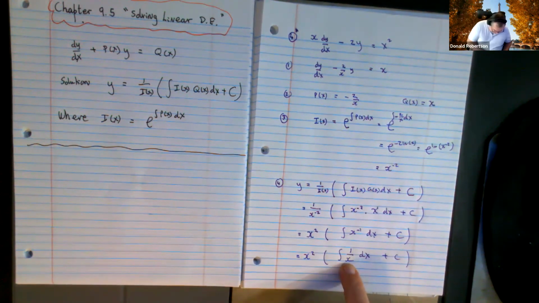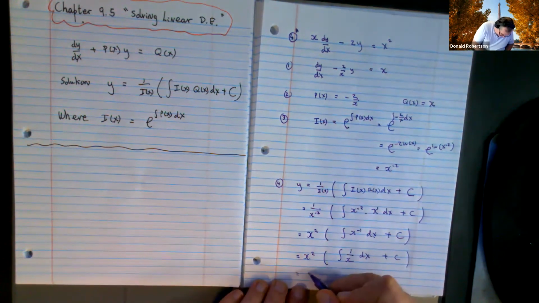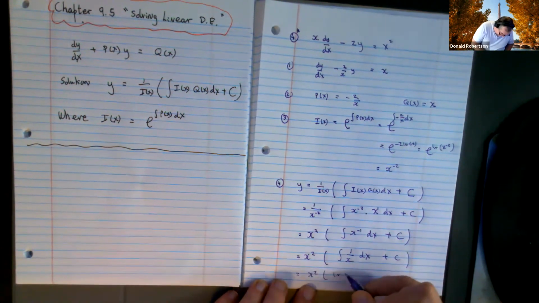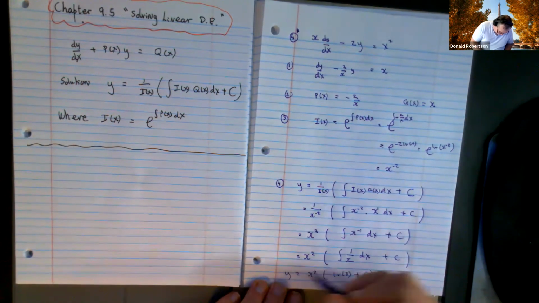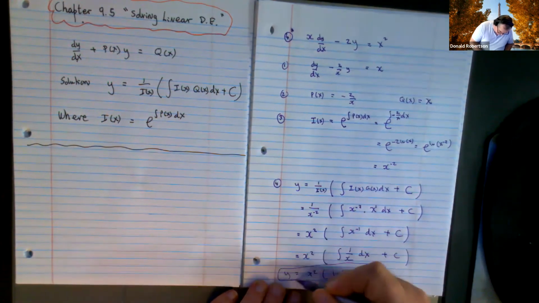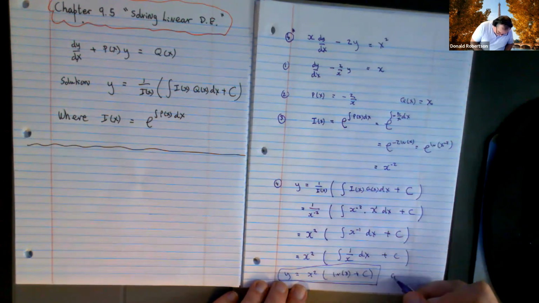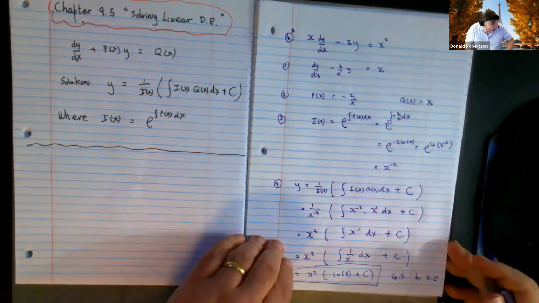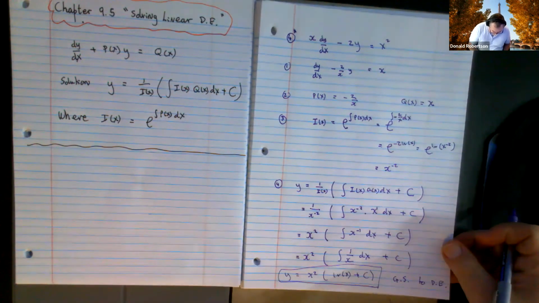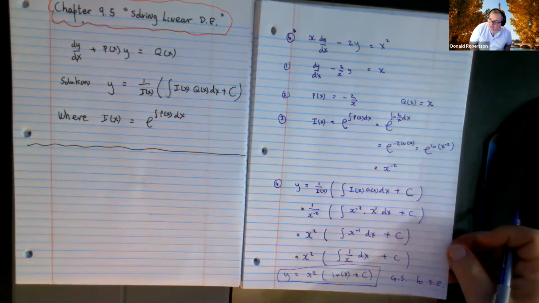But when you write it like this, you now have your answer. And we are finished. And we call this guy a general solution to the differential equation because it's got a plus c in it. Are we comfortable with that one?